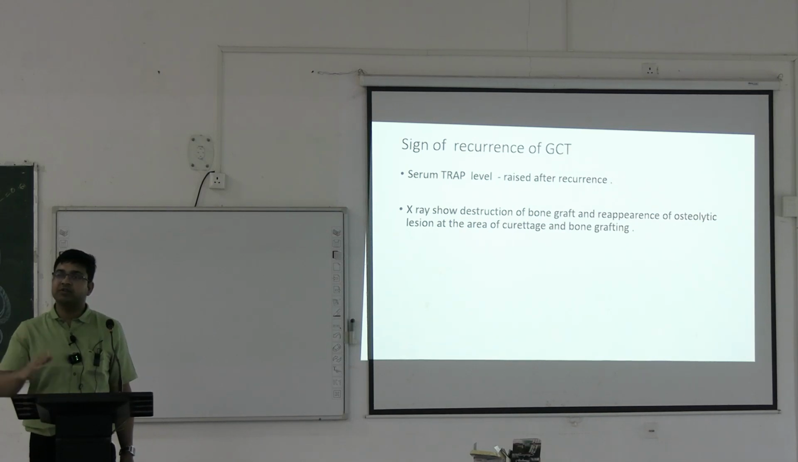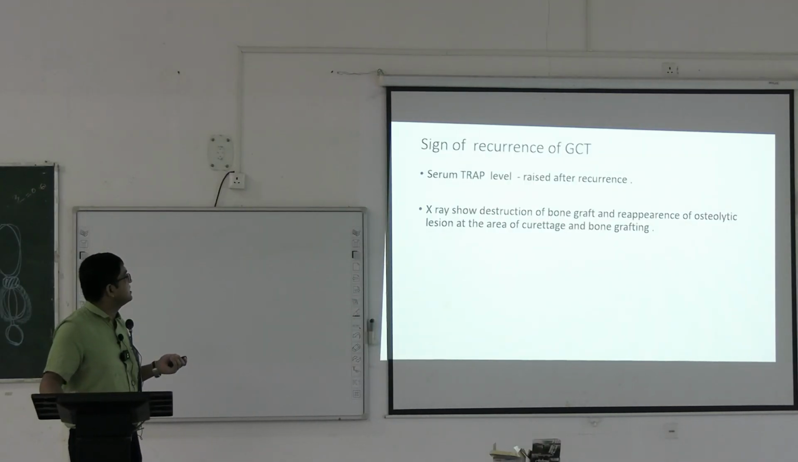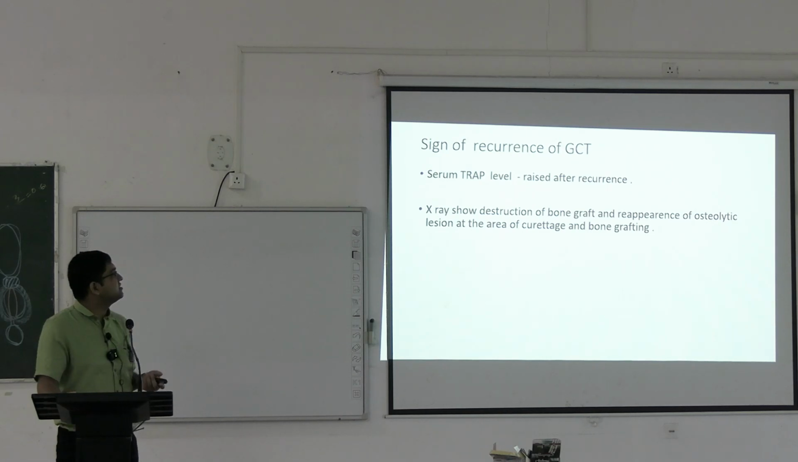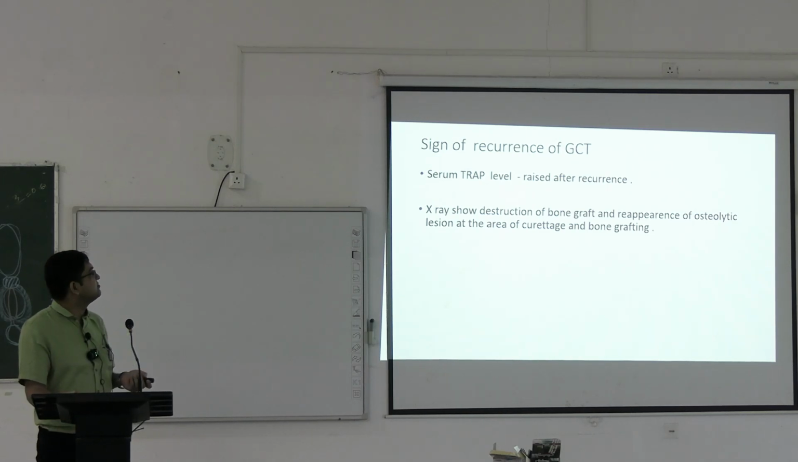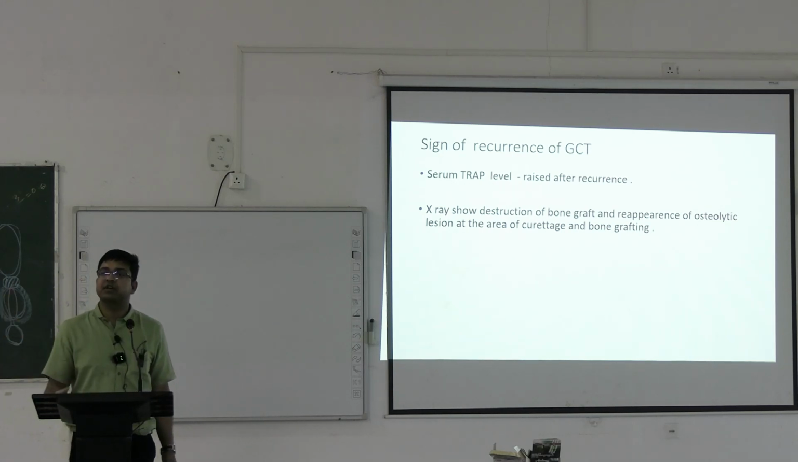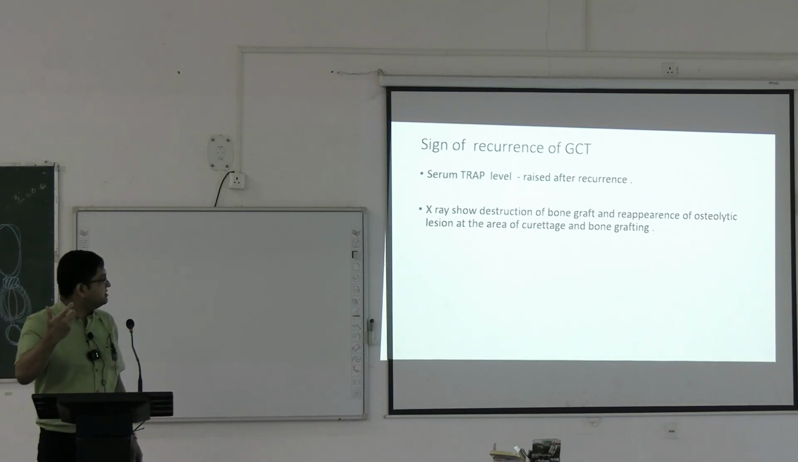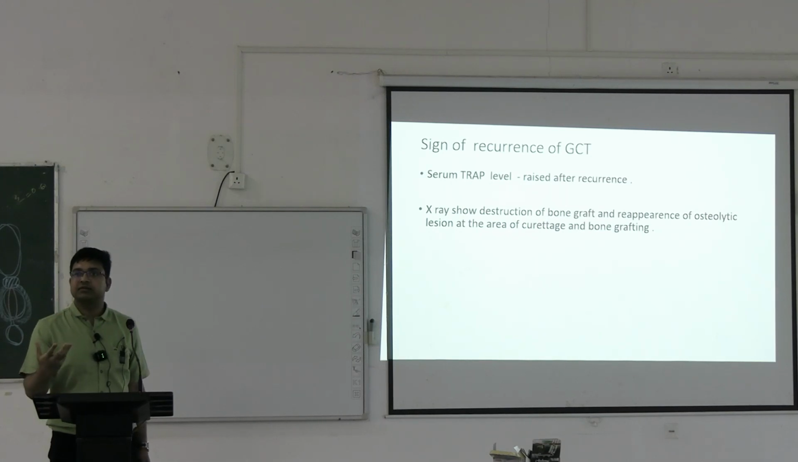So after removal of the tumor or after curettage, you have to check the TRAP level, tartrate resistant acid phosphatase. And in X-ray, for recurrence of GCT, you can see destruction of the bony graft and reappearance of the osteolytic lesion. Remember this: what will we find in the X-ray? The old features will come back again. Suppose I have used a bone graft, so there will be destruction of the bone graft or there will be an osteolytic lesion. Okay, but for MCQ purposes remember the serum TRAP level.